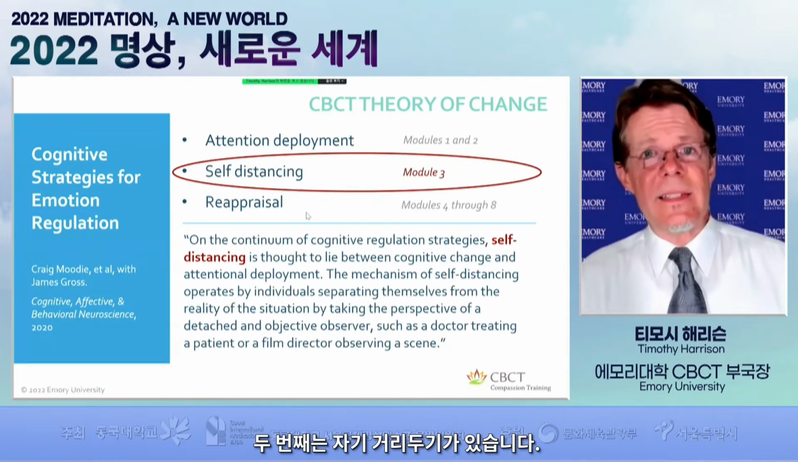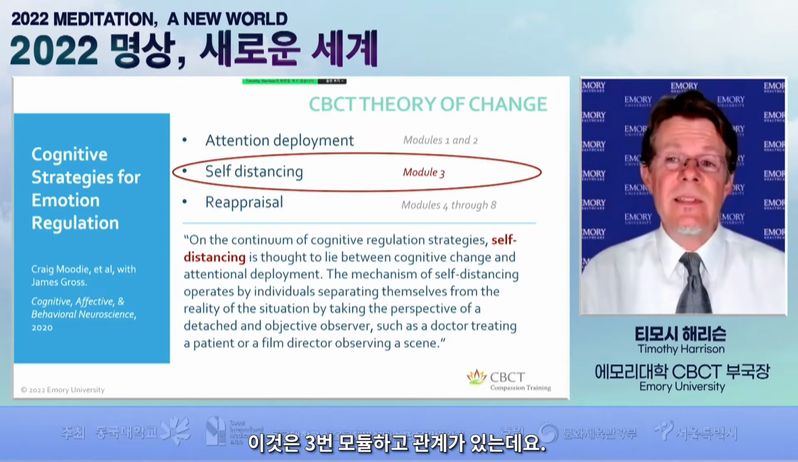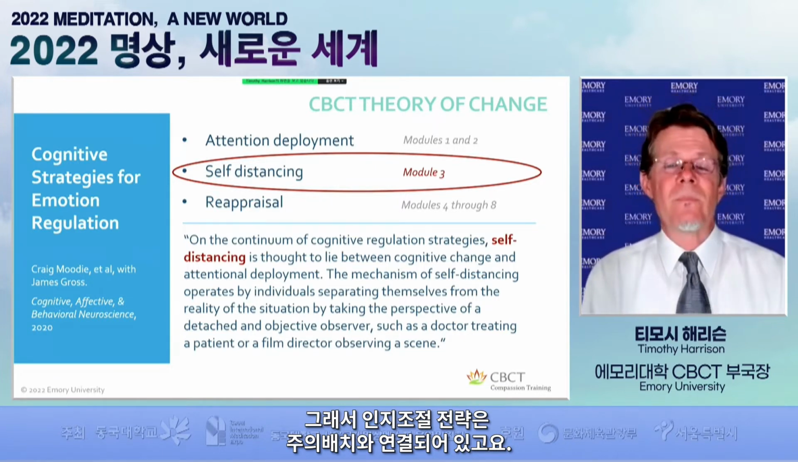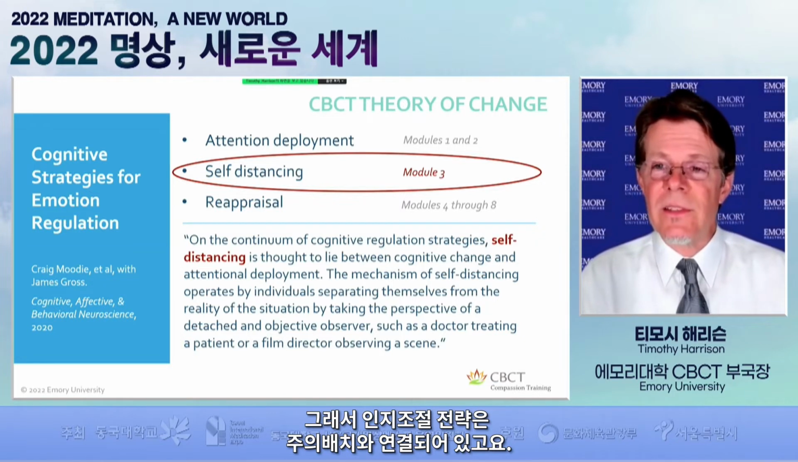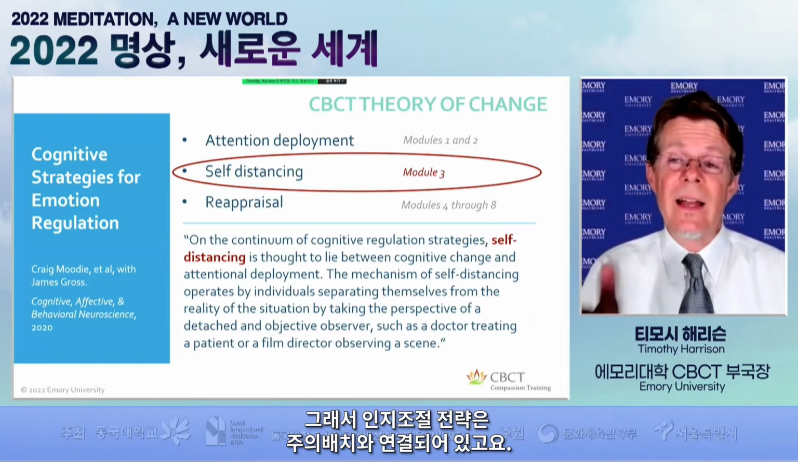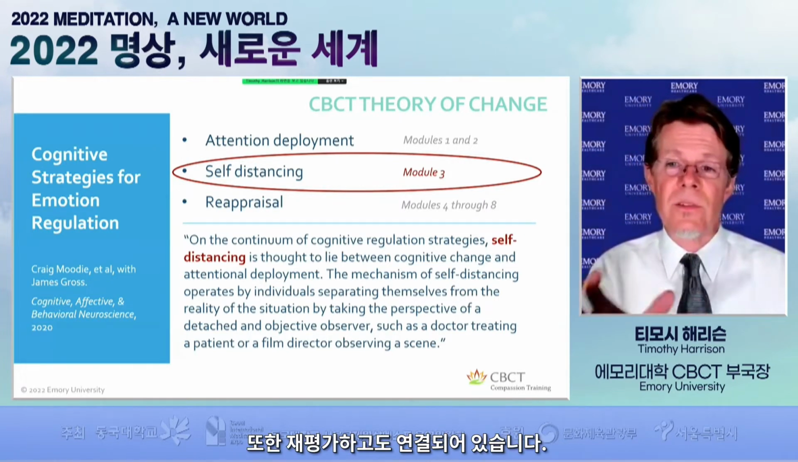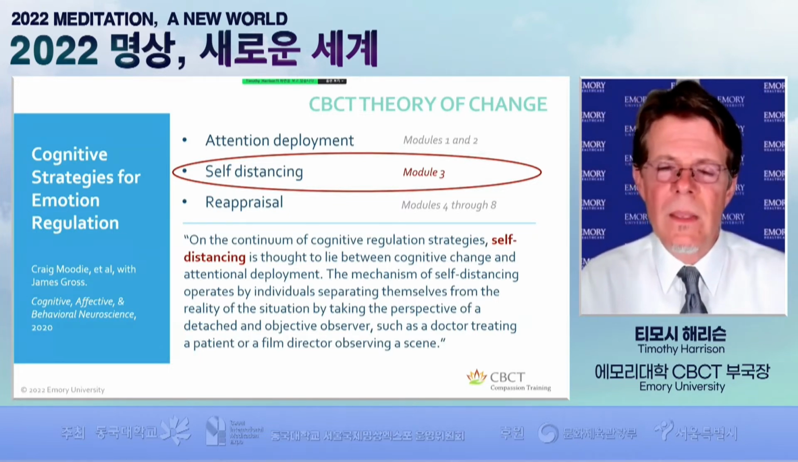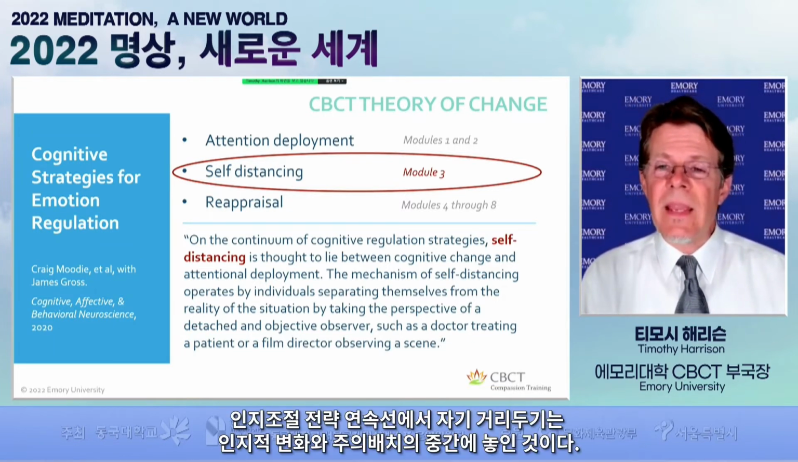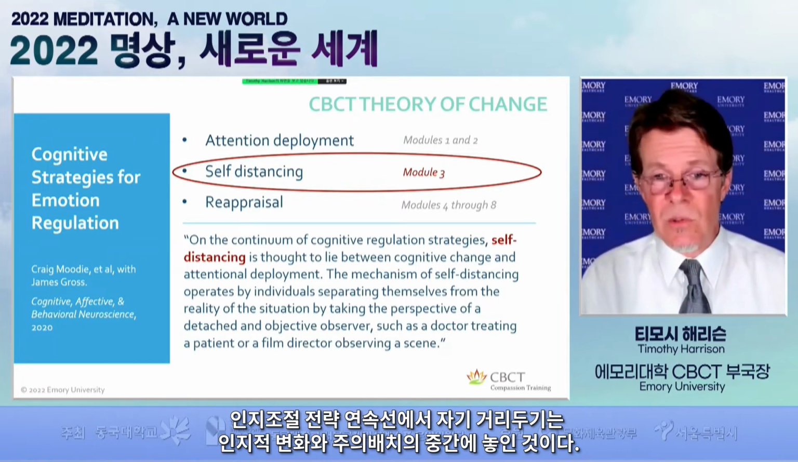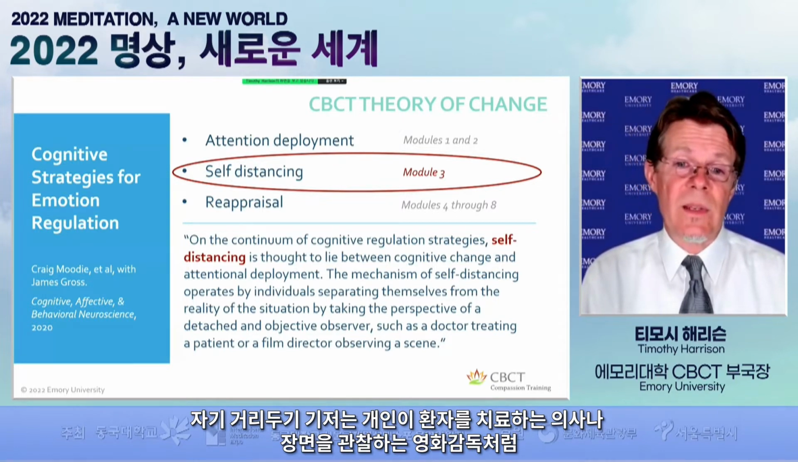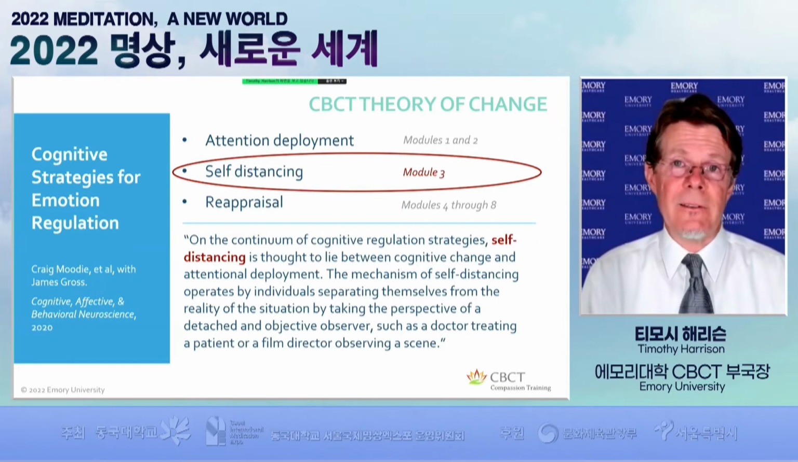The second one, self-distancing. What does that mean? In CBCT, it's related to module 3, which I'll talk about in a moment. But this is another quote from their paper. On the continuum of cognitive regulation strategies, self-distancing is thought to lie between cognitive change and attentional deployment. Those are the other 2. Cognitive change here they're referring to reappraisal, which we'll talk about in a moment. So it's between these other 2 strategies. The mechanism of self-distancing operates by individuals separating themselves from the reality of the situation by taking the perspective of a detached and objective observer, such as a doctor treating a patient or a film director observing a scene.